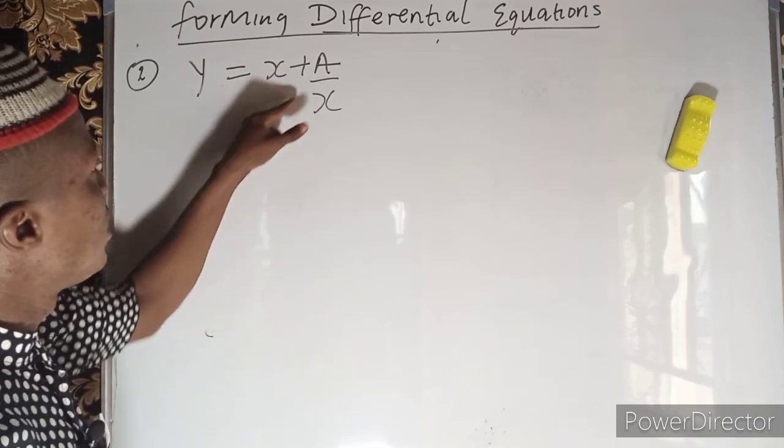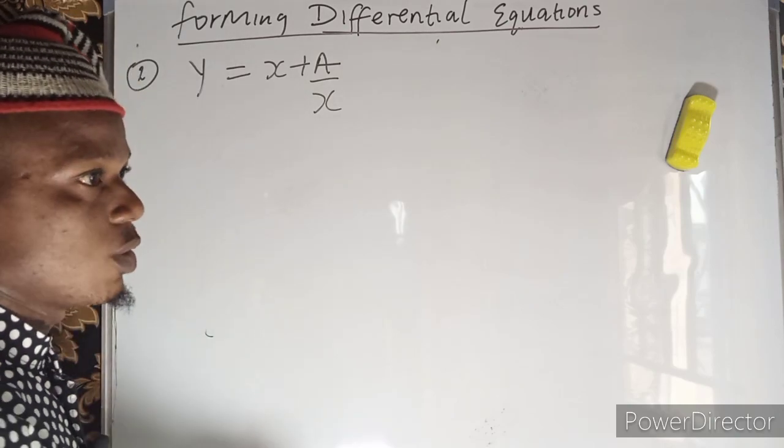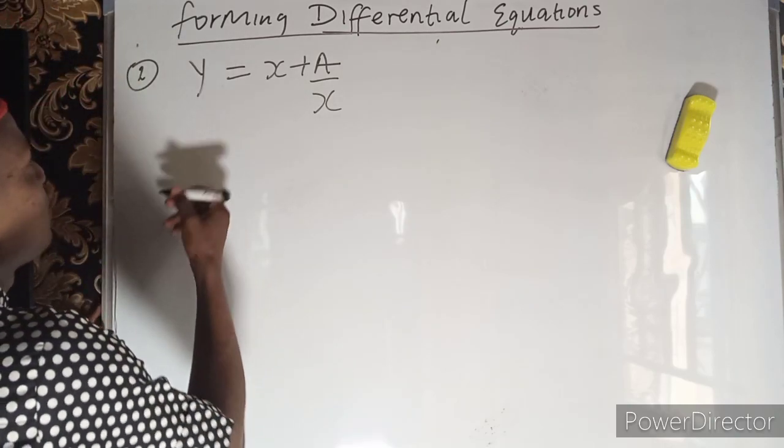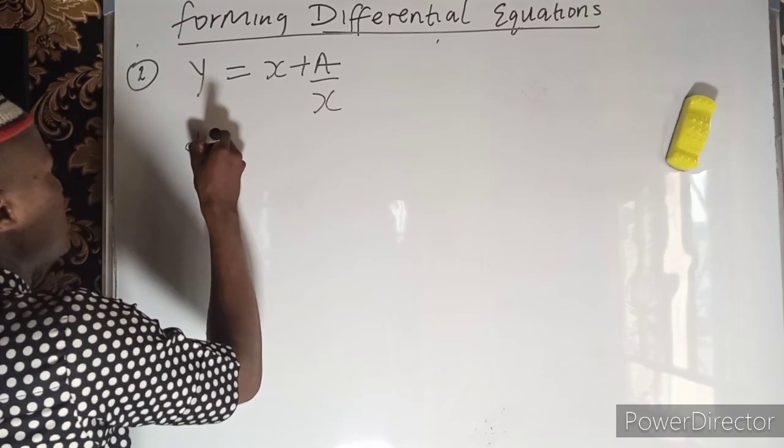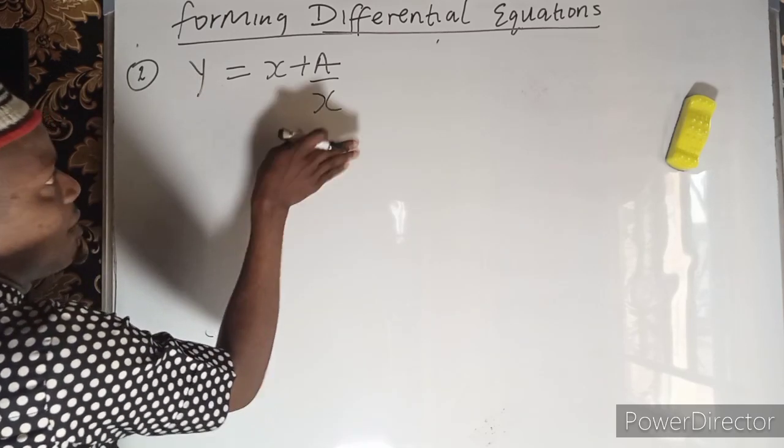What we need is to do away with this particular a. Once we are able to do away with a, we have formed the differential equation. So now, for example, let us take dy/dx and see what it will give us. But before the dy/dx, let's arrange this properly.